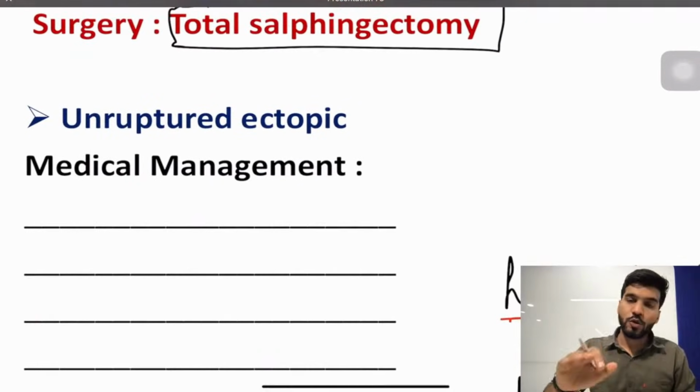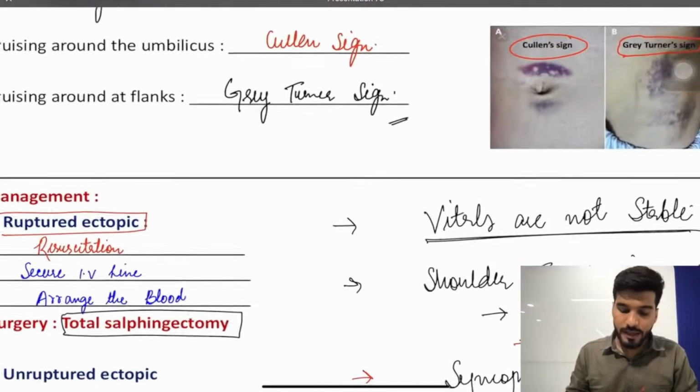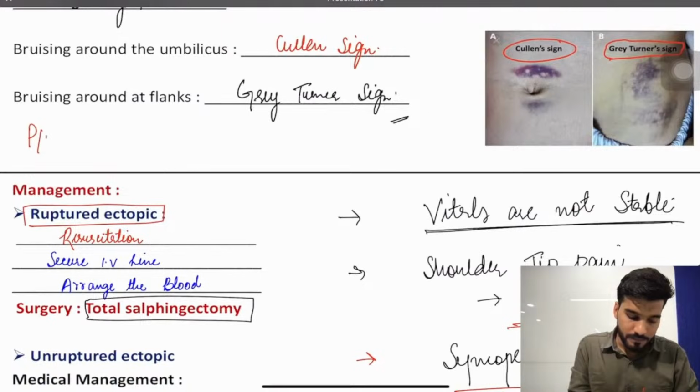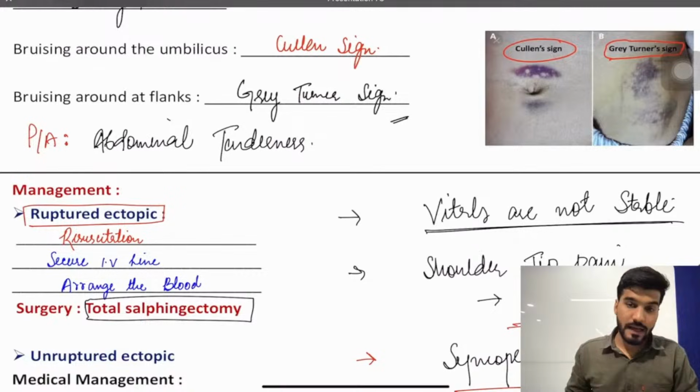On per abdominal examination, you eventually know, sir, what will happen. The patient will have abdominal tenderness and there will be rebound tenderness. On per abdominal examination, there will be abdominal tenderness. Is that clear to everyone?